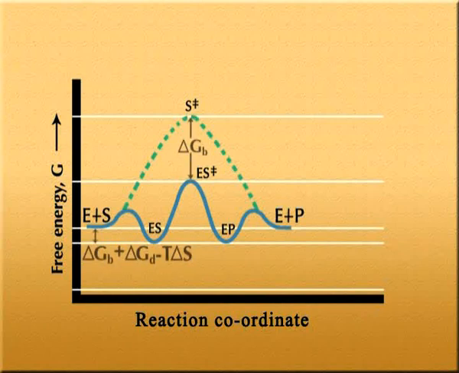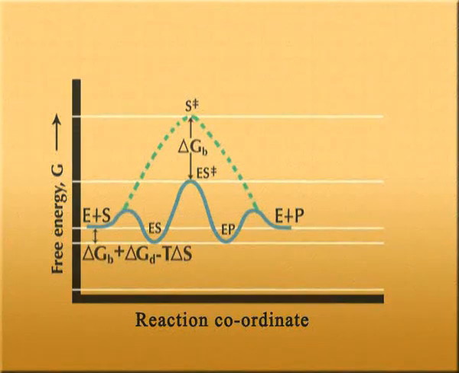In other words, the energy of the transition state of the enzyme substrate complex is decreased more than that of the ground state of the enzyme substrate complex, thereby resulting in lowering of activation energy in enzyme catalyzed reactions.